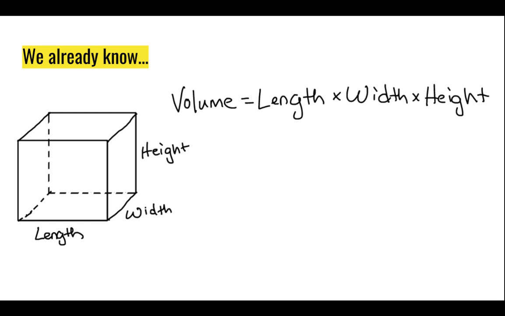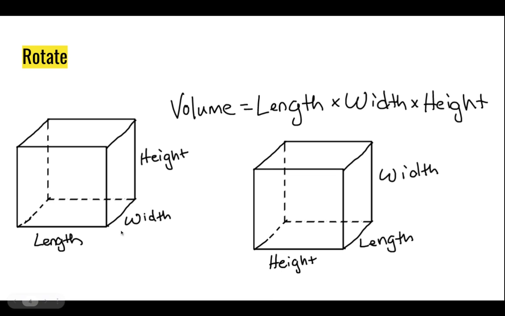Okay, so let's start with what we already know. We already know that to find volume, we can calculate the length times the width times the height. And we know that those three dimensions might change. If we turn the way the box is, the height might be at the bottom, the width might be up on the side. But as long as we have a length, width, and a height, three separate dimensions, we can find the volume.